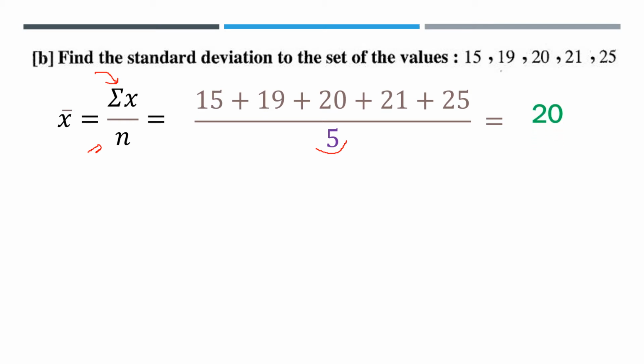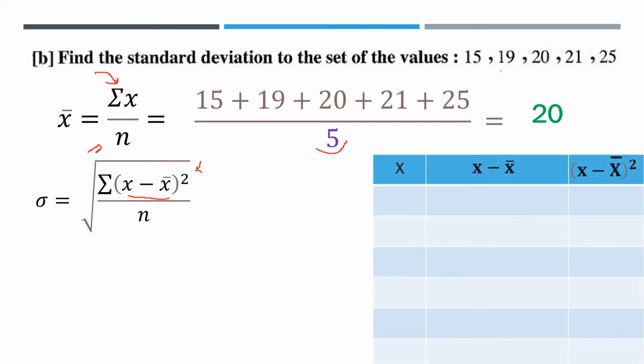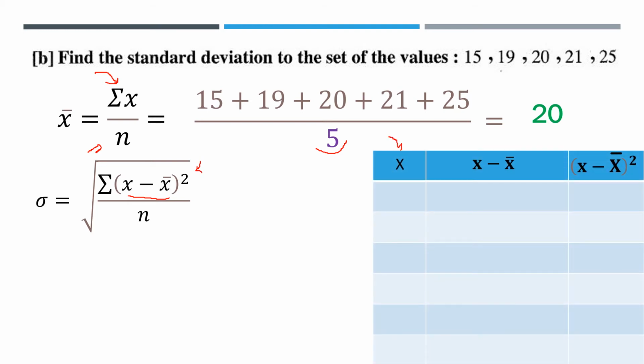طيب إيه الرول اللي أنا بستخدمه؟ sigma equals root the sum of x minus x bar all power 2 over n. يبقى I need a table. أول حاجة في ال first column هحط ال values 15, 19, 20, 21, 25. في ال second column هقول ال x minus ال x bar. يبقى 15 minus 20 اللي احنا لسه جايبينها من شوية gives negative 5. هنا هنجيب ال power 2 بتاعها يديني 25.